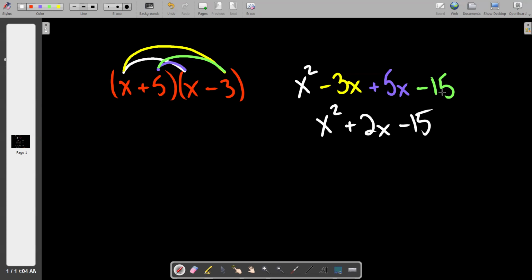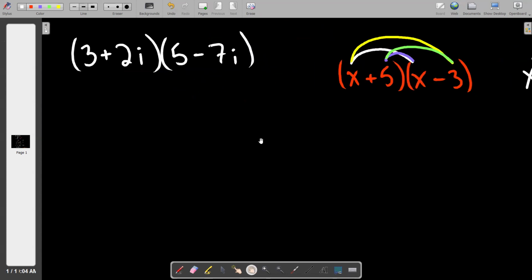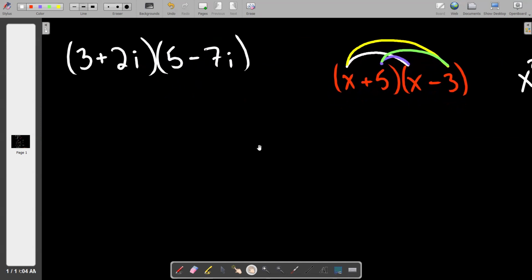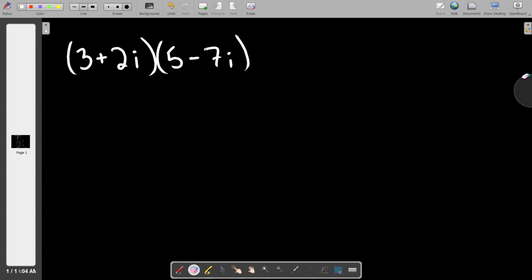Good with that? Now, let's apply that thinking to our complex number multiplication, this problem on the board. Here we go, and I'll color code it again for your educational convenience. Let's start with red. What is 3 times 5? All day long, 15. Now I'm going to switch to purple.